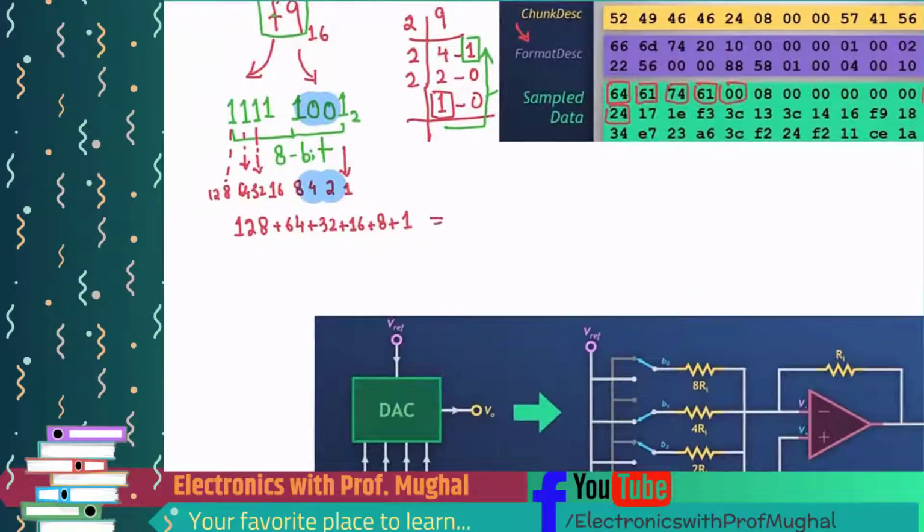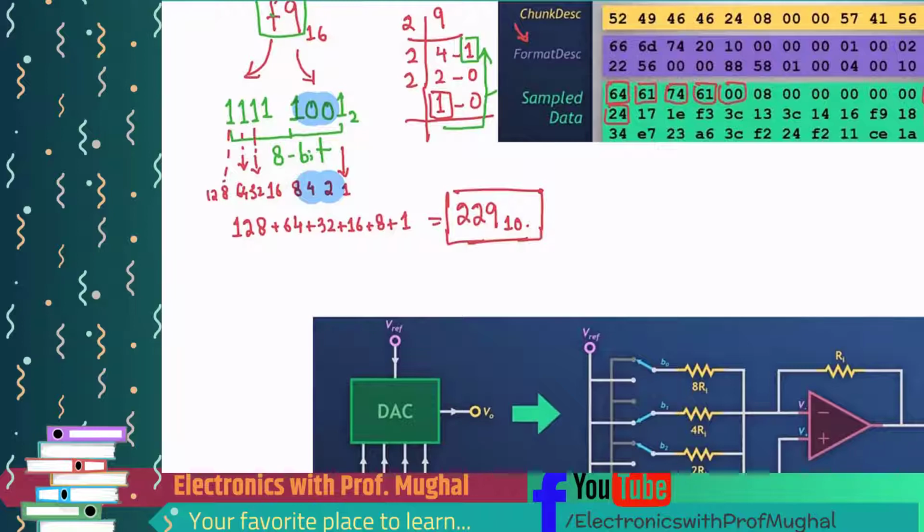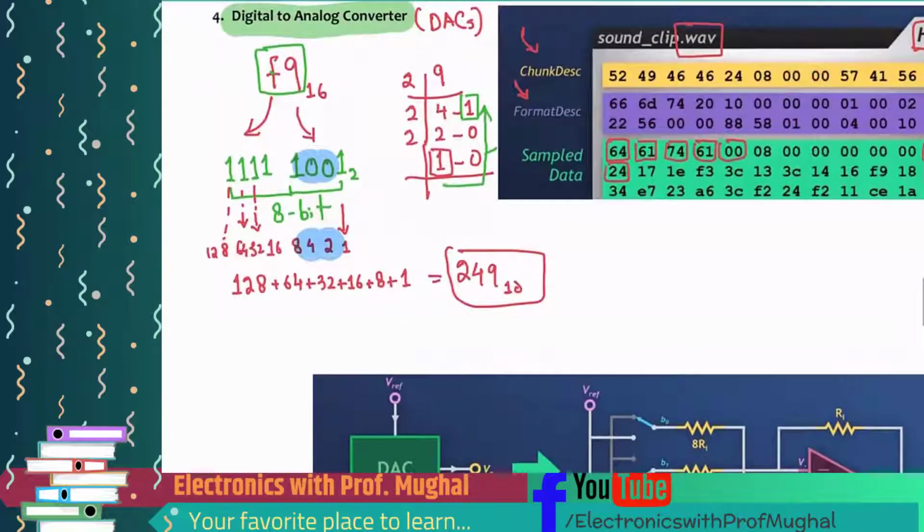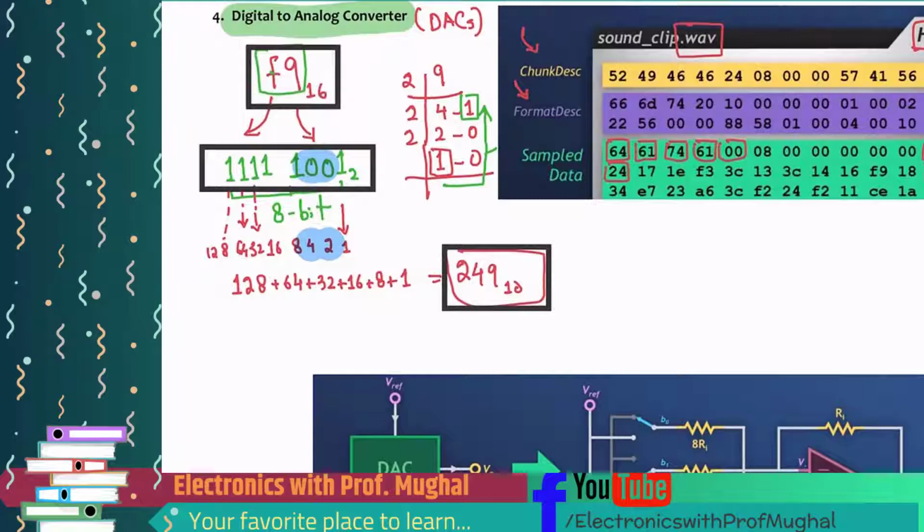Can anybody do the math real quick for me? 128 plus 64 is how much? 96, 112, 120, 121. Is that 229? I got 249. 249? Okay, all right. So this sums up to 249. This is the decimal representation of it. Remember, the data can be represented in different ways. This is the binary representation right here. This is the decimal representation. And originally the data was in a hexadecimal format.